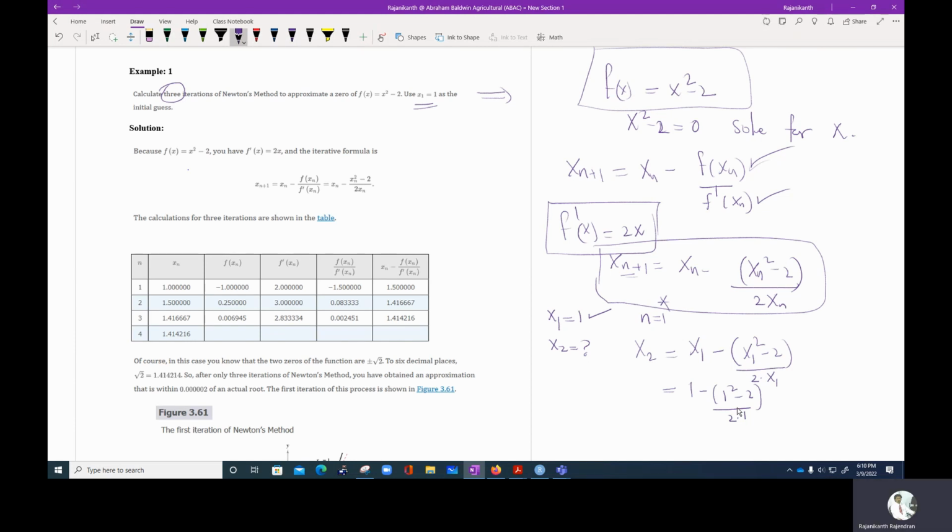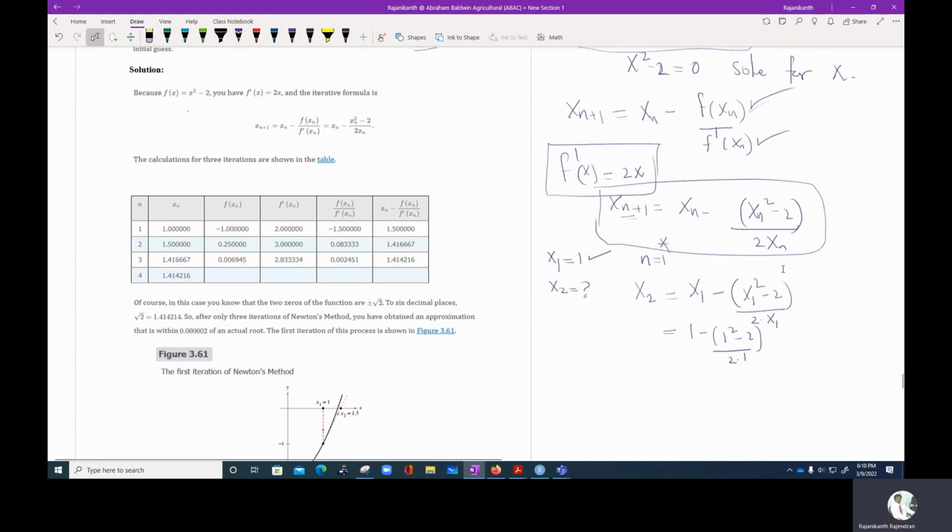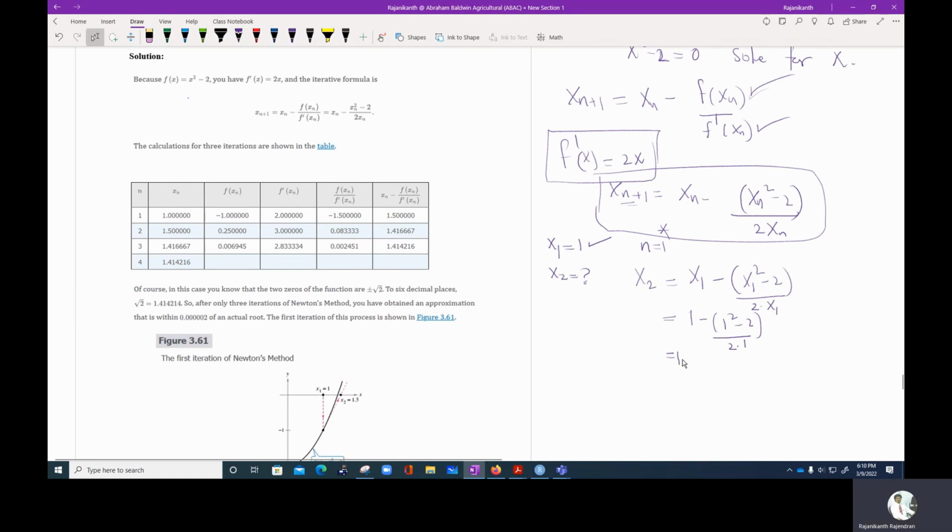And simplify this. What is this? This is going to be 1 minus, 1 minus 2 is negative 1, over 2. So that is going to be, what's that? 1.5, right? Positive 1.5. That is x2. So all the work is done here.